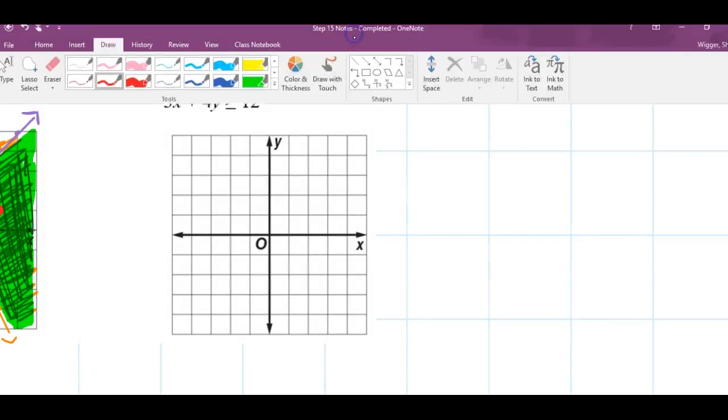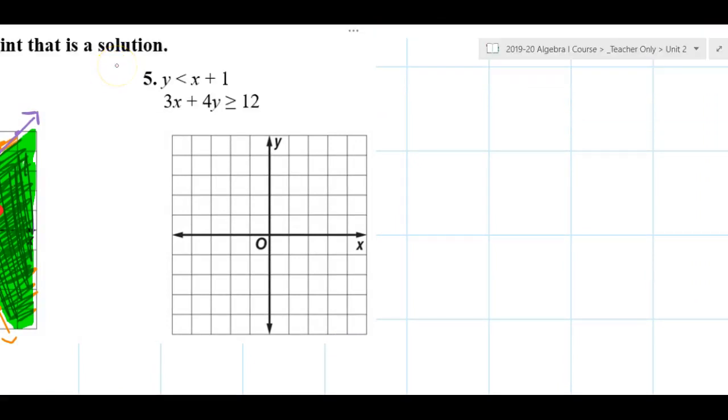All right, number 5. Y is less than x plus 1. Start at the positive 1, slope of 1, up 1, right 1, down 1, left 1. We need a dotted line. Y is less than this line.